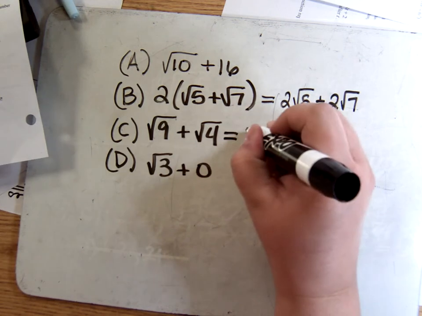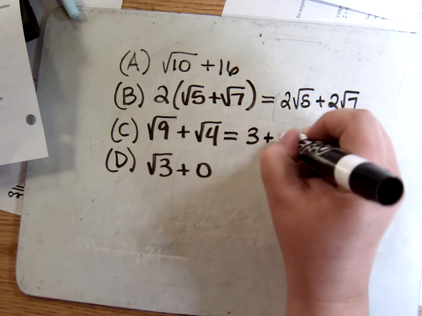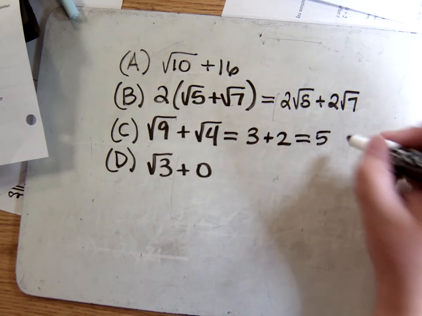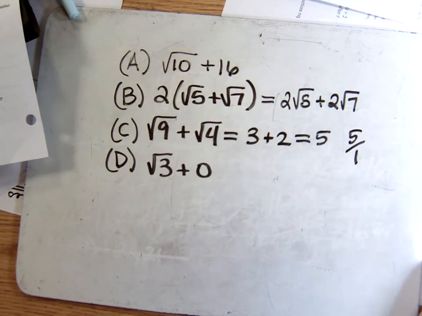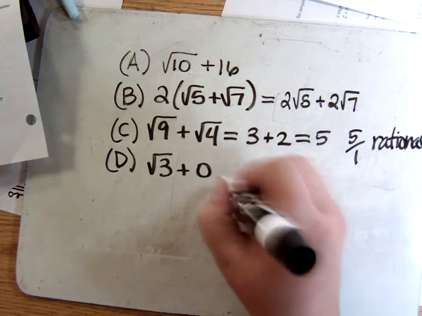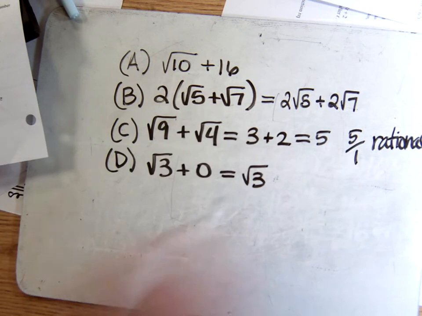Part C, square root of 9 is 3, square root of 4 is 2. That's 5. That's perfectly rational. I can write it as a fraction anytime I want. This is rational. And last one is square root of 3, not rational. So your only answer choice is C.